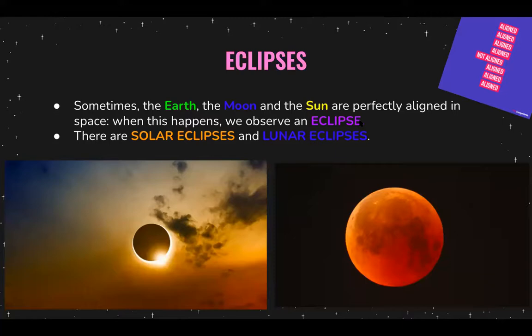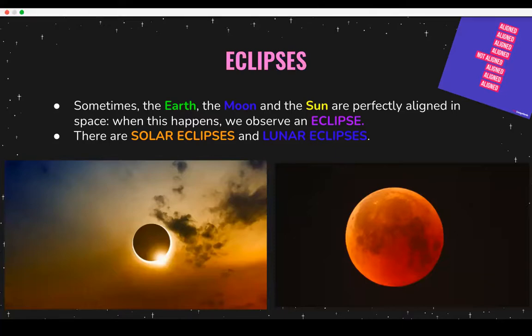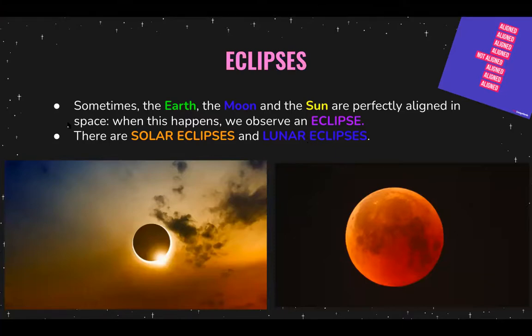So, what are eclipses? I'm sure you've heard about them a lot, and you've probably tried to look at one with special glasses before. But sometimes the Earth, the Moon, and the Sun are perfectly aligned in space. So, what does aligned mean? Just like what it sounds like, in a line. Okay. So, sometimes they are perfectly aligned in space. When this happens, we observe an eclipse.